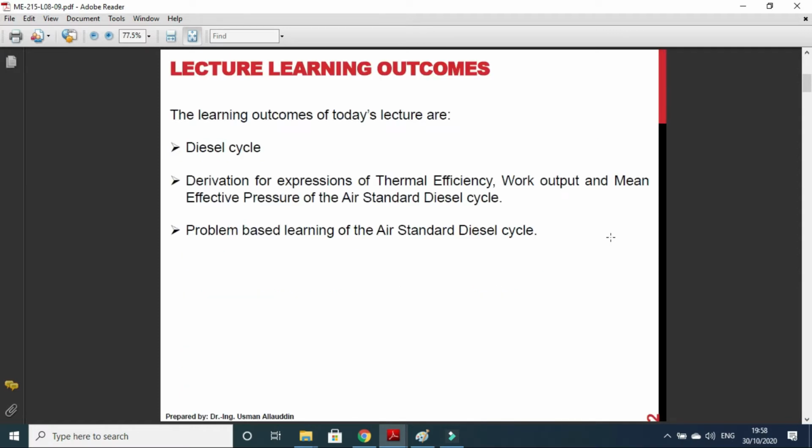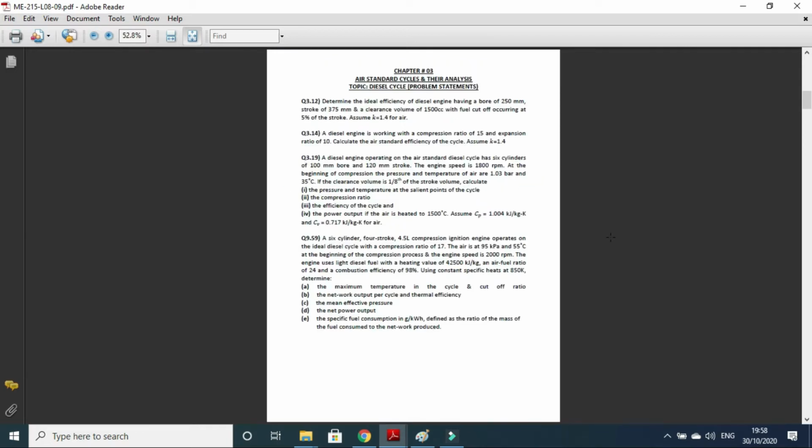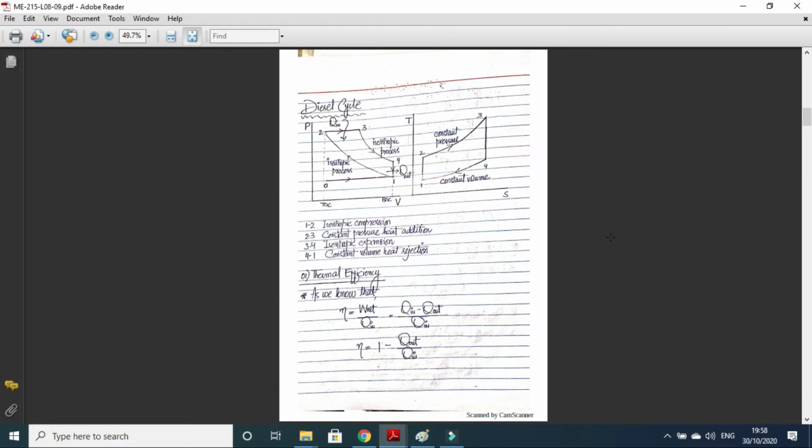Now we will do the same thing today for the diesel cycle. The learning outcomes of today's lecture are the introduction of the diesel cycle. Then we will derive the expressions of thermal efficiency, work output and mean effective pressure of the air standard diesel cycle. Then at the end of the lecture we will do some problem solving, that is, we will solve a few numericals of the air standard diesel cycle. These are the numerical statements which we will go through a little bit later.